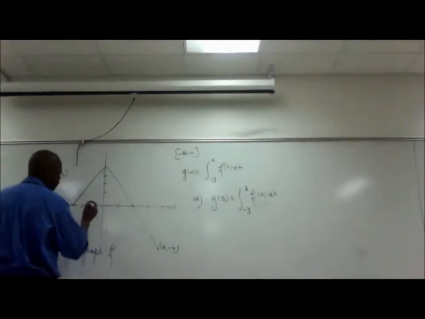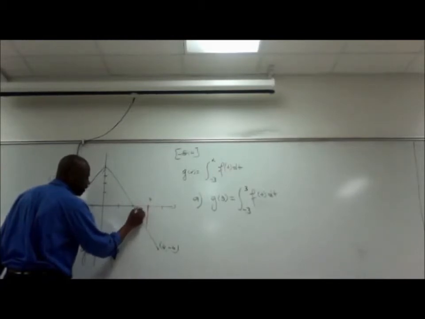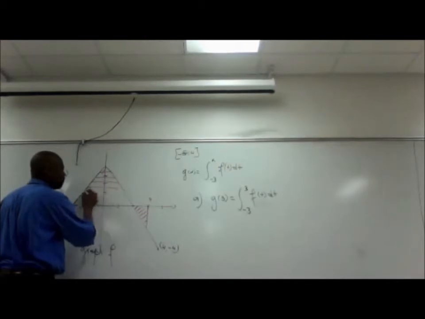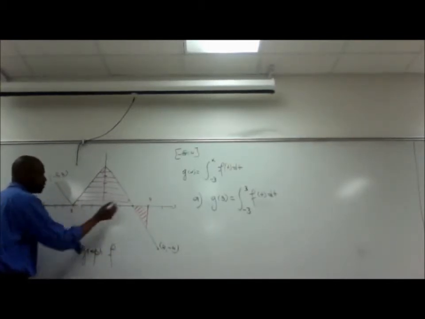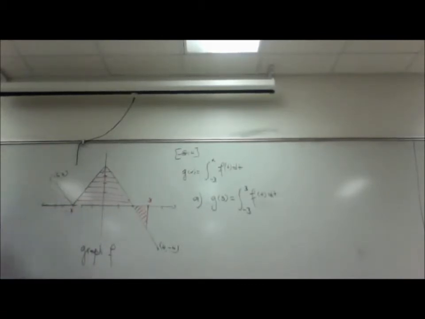All right? So that's the 3. So I need to find this area here, and then this area here. That's -3 to 3. Now, if it's curved, they're going to give you the area. If it's a shape, what kind of shape is this? Triangle. What is the area of a triangle? Half times base times height.